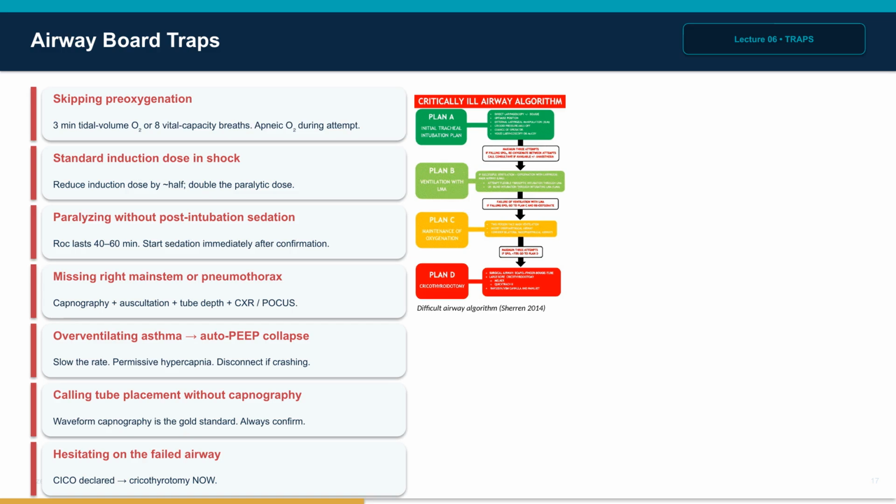The airway board traps are common and predictable. Forgetting preoxygenation, using standard sedative doses in shock, paralyzing with rocuronium and forgetting post-intubation sedation, leaving the patient awake and paralyzed, missing right mainstem intubation or pneumothorax, overventilating an asthma patient and causing auto PEEP collapse, calling the tube successful before waveform capnography confirms it, and failing to recognize the failed airway and proceed to cricothyrotomy. Another tube attempt is the wrong answer in the failed airway.